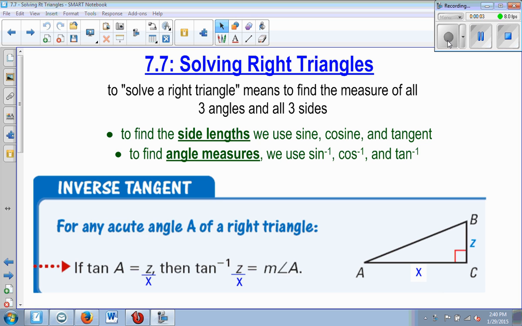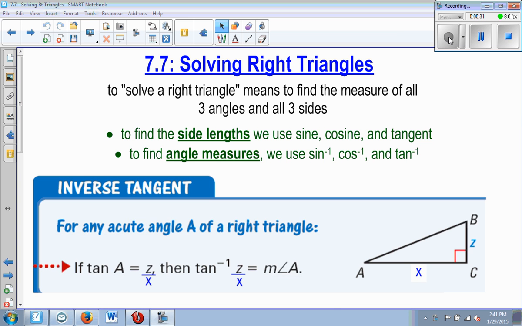So far in this unit, all of our lessons have focused on finding missing lengths in a right triangle. So what you've been told are degree measures in a triangle, and you have been asked to find some of the sides or all of the sides. So what we learn is that not only can we find side lengths in a triangle using trigonometry, we can also find angle measures in a triangle.